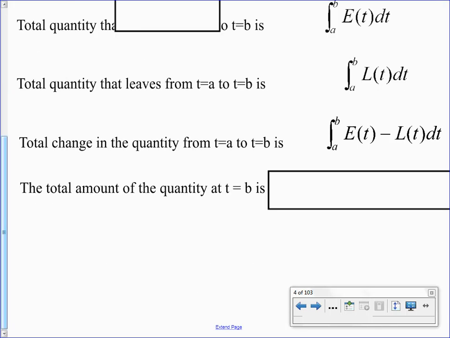Now, let's say we want to know what is the quantity at time B. We want to know the total amount of this quantity. It could be water, it could be garbage or soda, whatever it is. We want to know how much we have, the quantity. All right, Gina, I'll let you try this one.